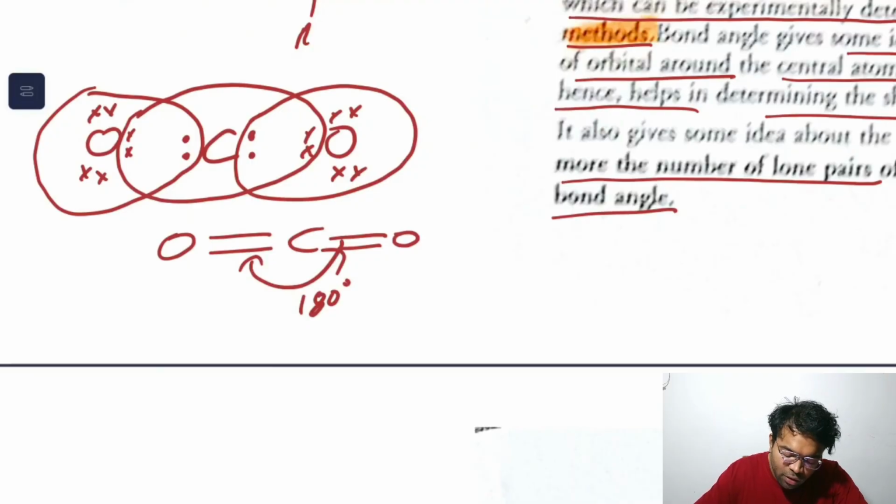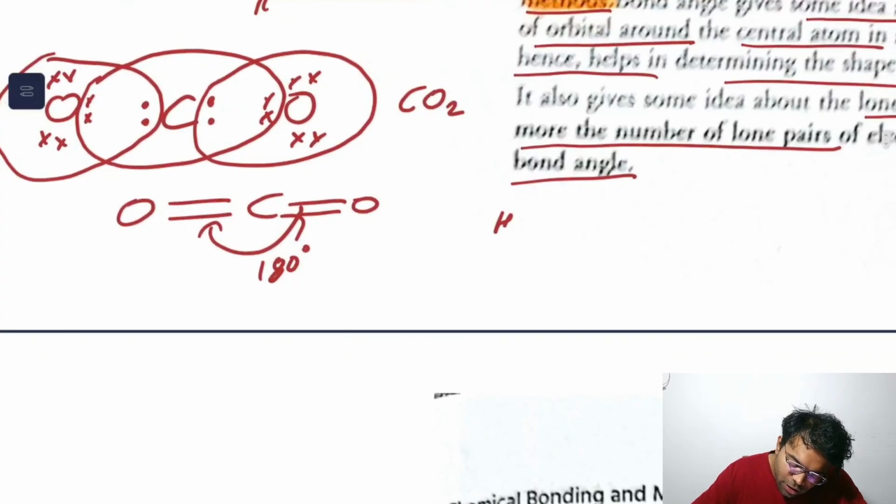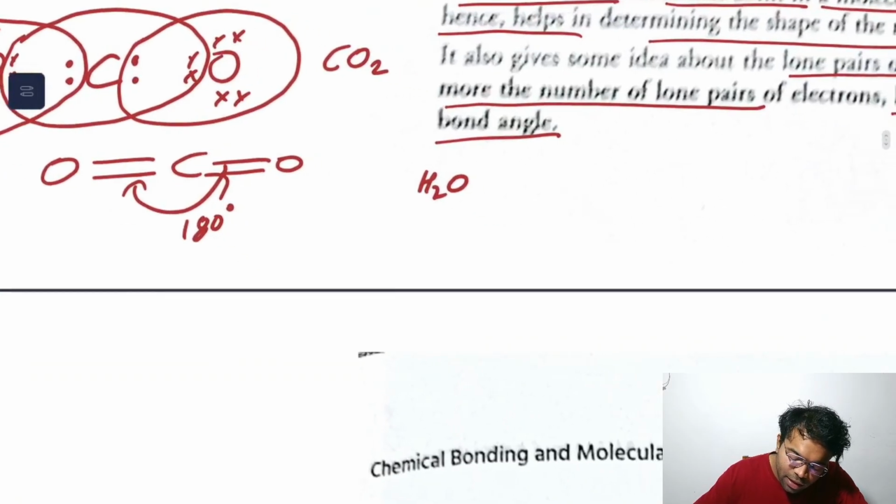Now, CO2. This is the structure of carbon dioxide. Now, I'm going to draw H2O. Both of them have three atoms, right? But let's look at the structure of oxygen.